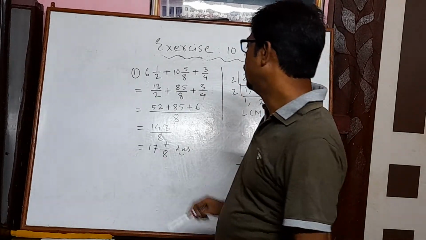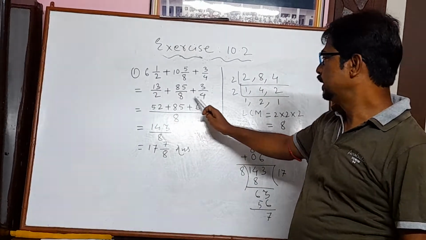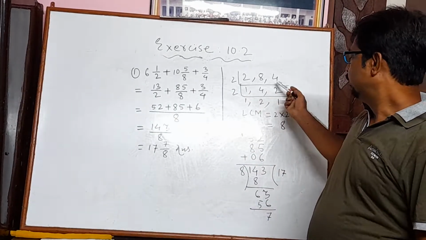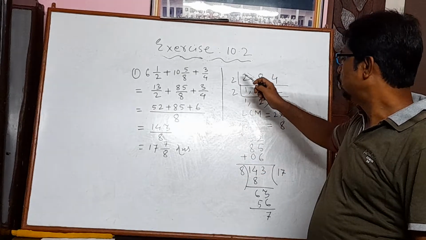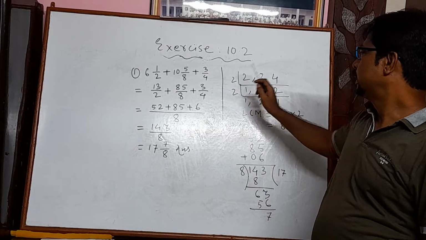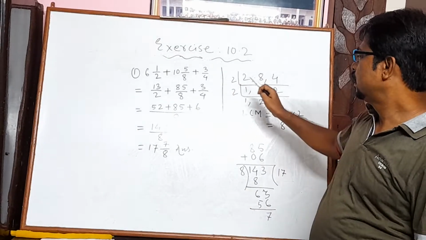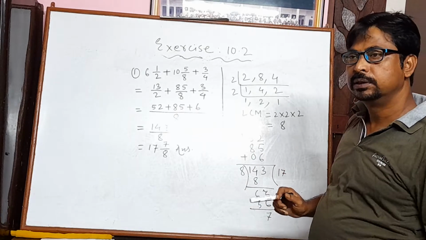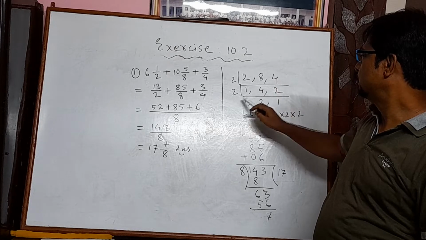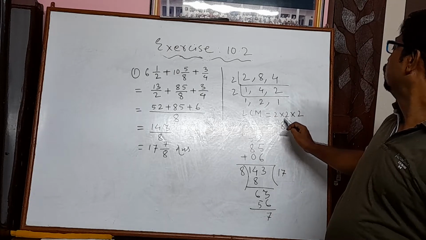Then 3 by 4. After that, we have to take the LCM of the denominators 2, 8 and 4. You have learned how to take the LCM in standard 4. Divisor will be taken at your choice, so that at least two numbers are divided. I have taken 2 here. 2 1s are 2, 2 4s are 8, 2 2s are 4, then again 2, 2 2s are 4 and 2 1s are 2. So LCM will be 2 into 2 into 2, that is 8.